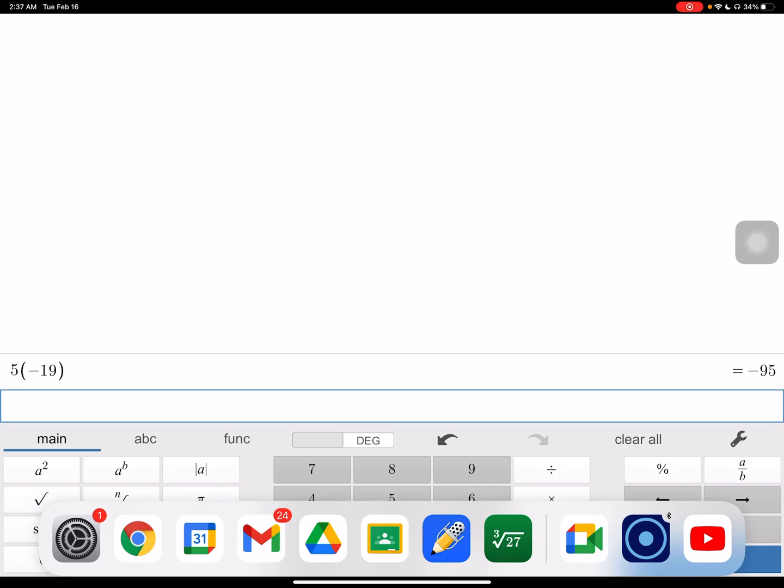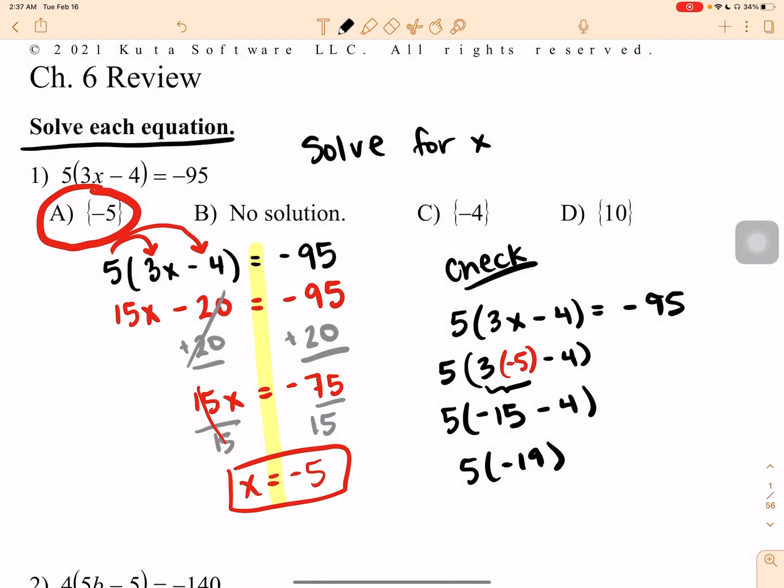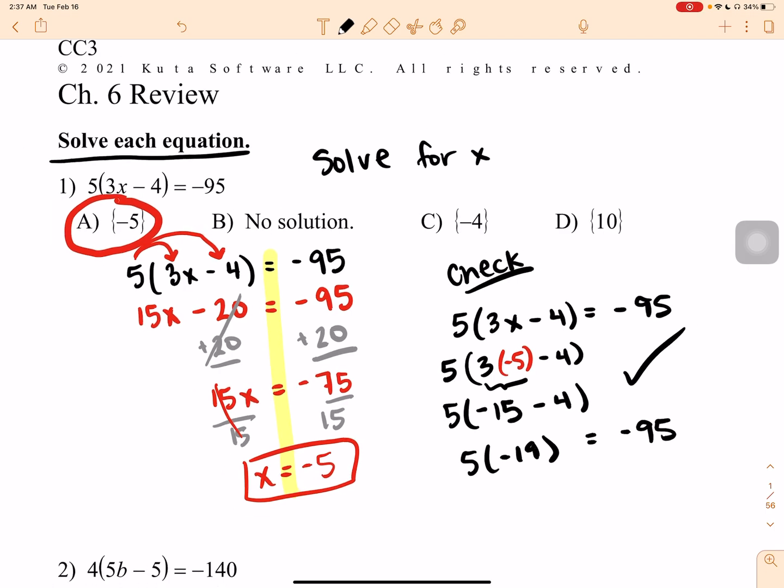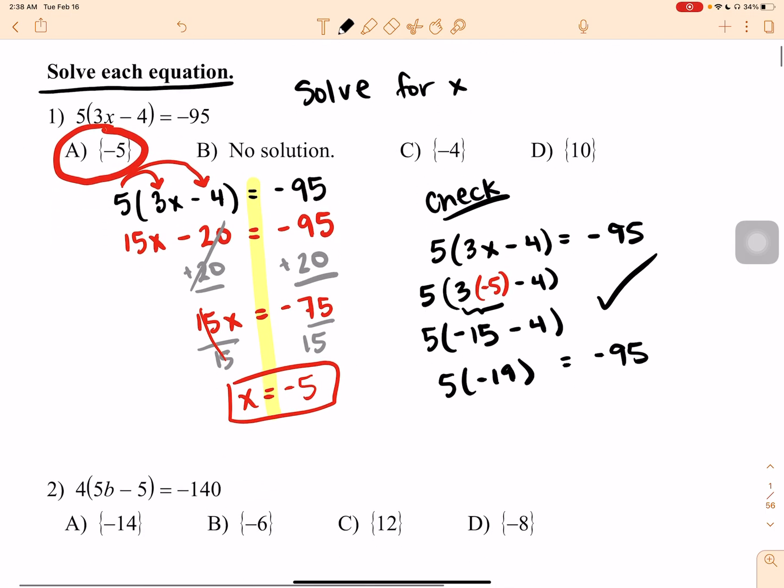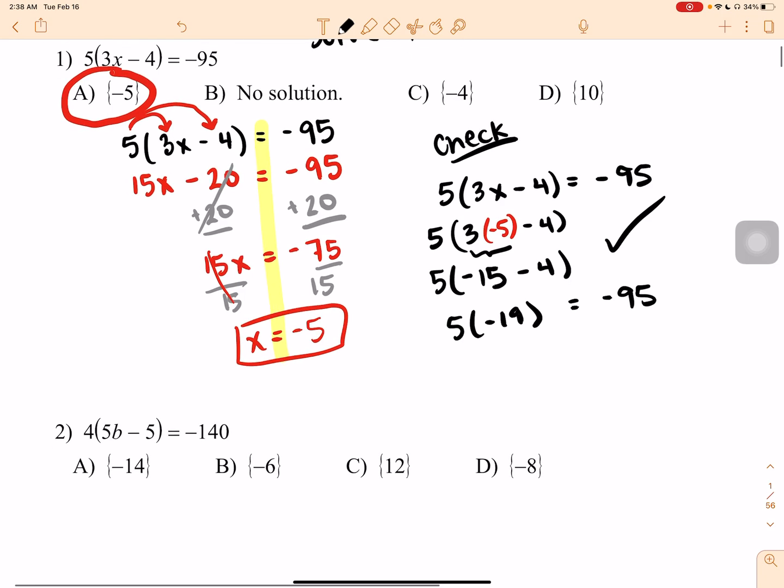All right, 5 times negative 19 is negative 95, so we are good. That does equal negative 95. Okay, so that's another way to check to see if negative 5 is the correct solution. In this case, it is. Okay, so I want you to solve number 2 on your own. You got it. Okay, give it a shot. You can check your answer on the very last page.